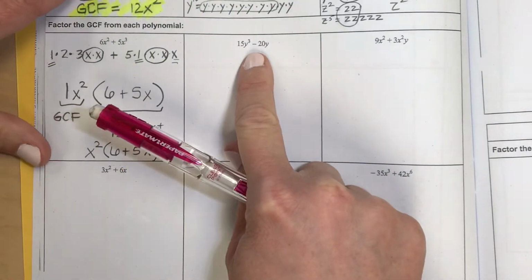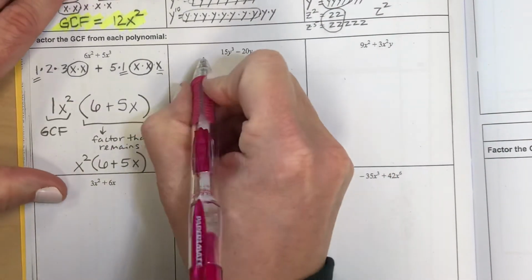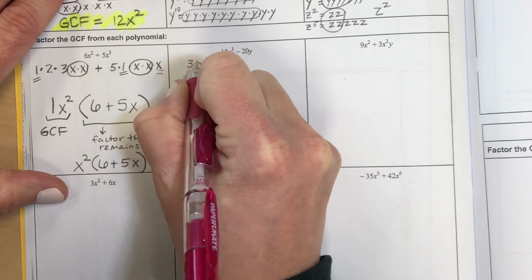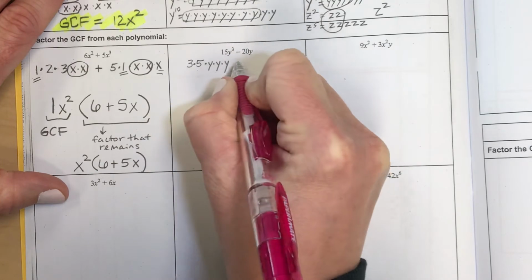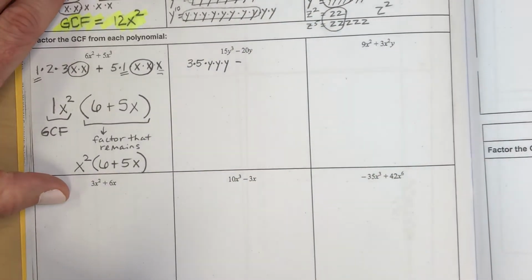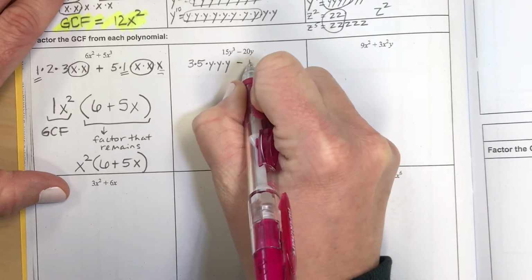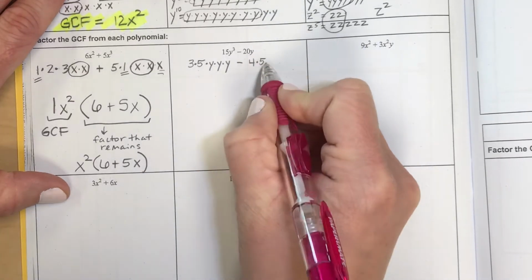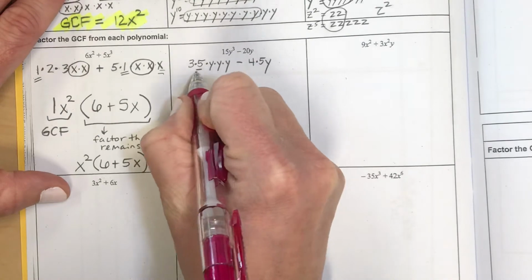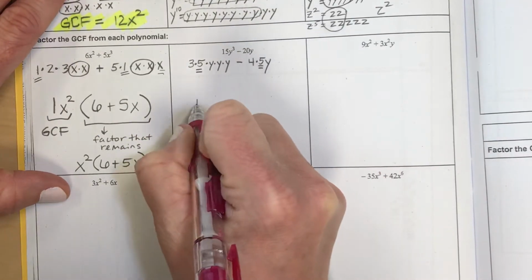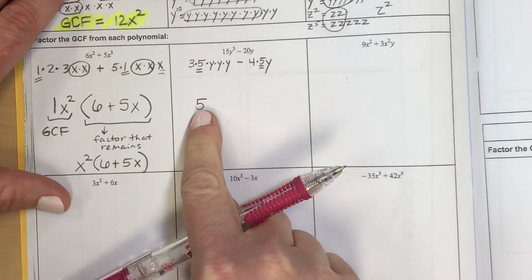Here's another problem. The number 15 can be broken up into a factor of 3 times 5, and the y cubed is y times y times y. The number 20 can also be found from a multiple of 5. It's 4 times 5 and just 1y. And so the number that they have in common is the number 5. That's part of our GCF.